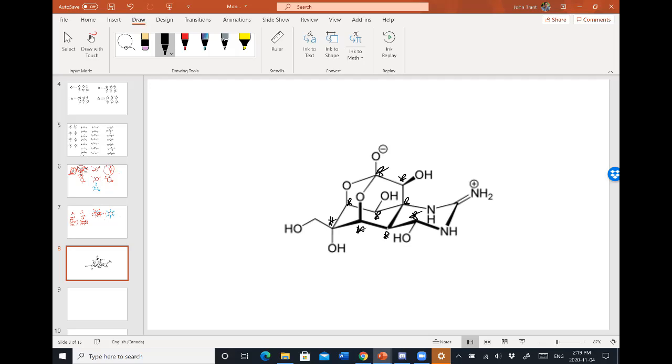Actually, all the carbons are stereocenters. Now, complex. How do you assign R and S to this? So what we do is we go atom by atom. That's all we worry about. So let's pick one at random.